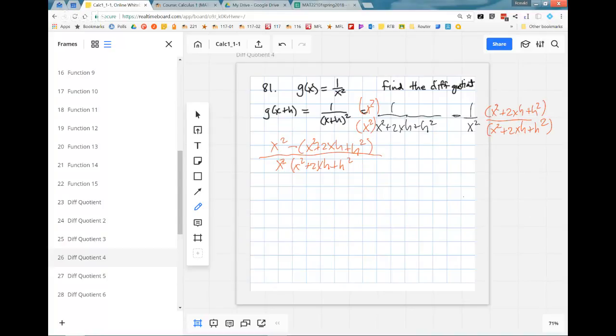Okay, we still haven't divided by h, by the way. Remember, we got f of x plus h minus f of x all over h. All we've done so far is f of x plus h minus f of x. We'll get to that. So can we simplify this? Yeah, we can at least get rid of what? The x squared minus x squared is gone, and everything else is subtracted.